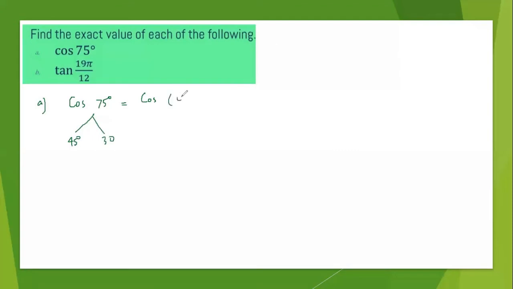So cosine of 45 degrees plus 30 degrees. So what's the formula of cosine? Okay, review again. Cosine A plus B means cosine A cosine B minus sine A sine B. When we put negative here, it means here is positive, plus, right?